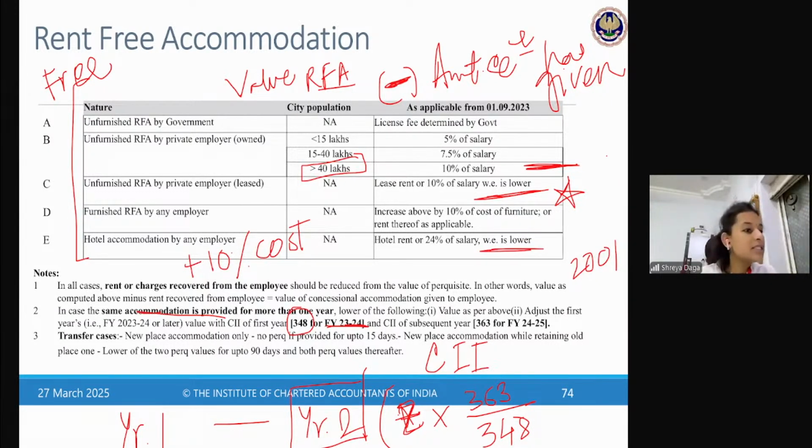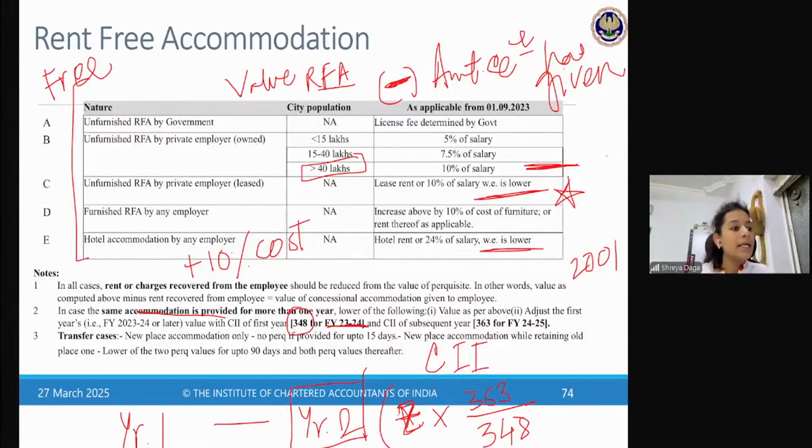Transfer cases means, like we were discussing, that a person has been transferred. He was originally posted in Kolkata. He's been transferred to Mumbai. So he has to go and find a house in Mumbai. So for 15 days, lawmakers say that if your employer has given you some place to stay, a guest house or something for 15 days, then you don't have to pay any tax on that.